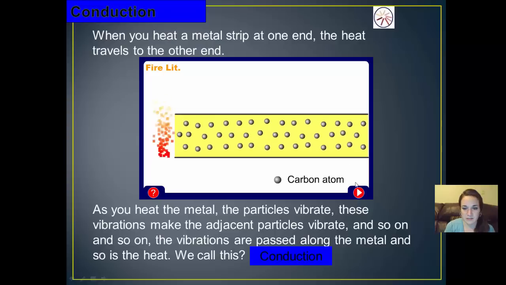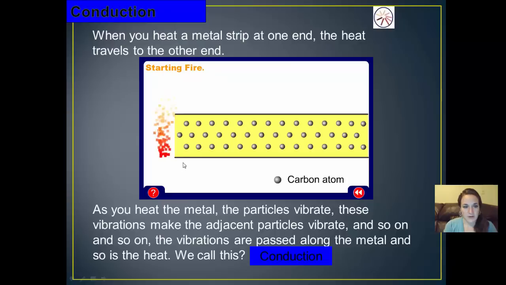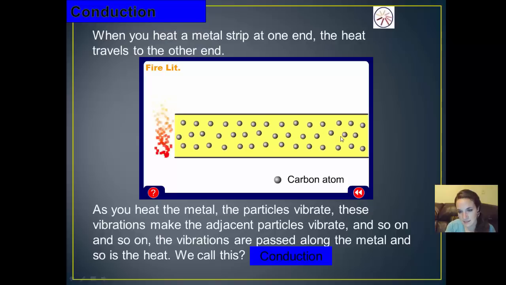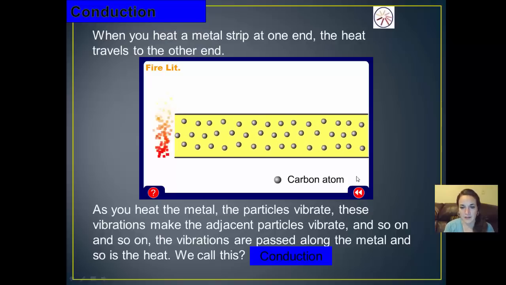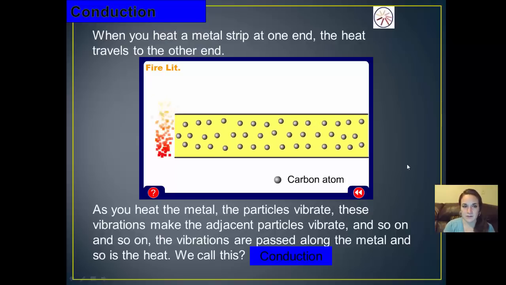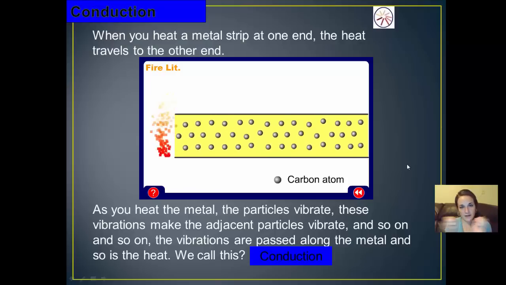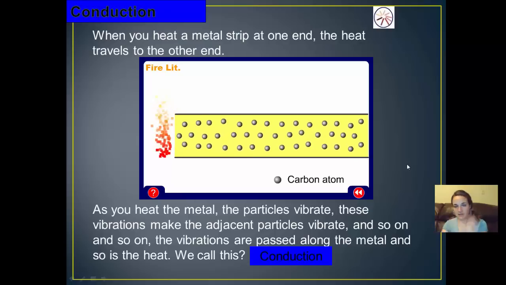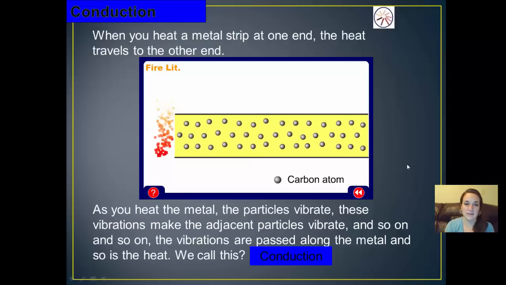So I'm just going to restart this little video. You add the heat at the end, right there, and it's going to start to heat up those particles. They're going to start to move, bounce into the ones around them, and that heat is passed all the way down the end of the strip. Okay? So that would be conduction. Again, those particles start to vibrate, hit into each other, those start to vibrate, and it keeps passing it down, just kind of like dominoes.